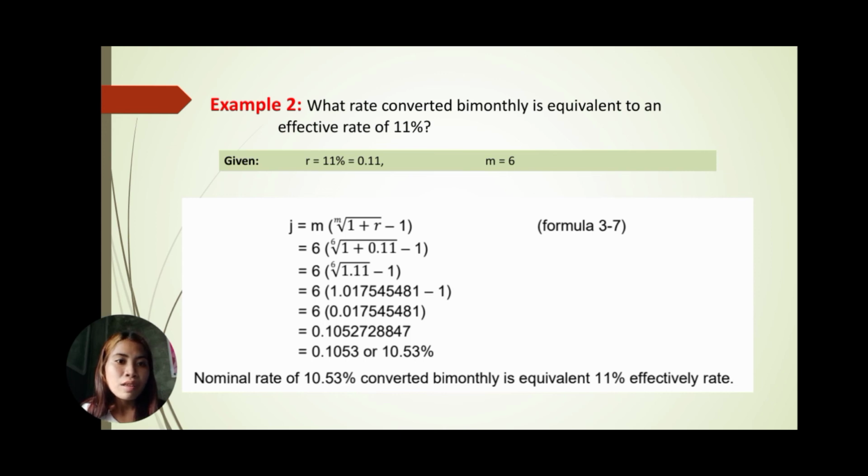Then we have the 6th root of 1.11 is 1.017545481. Then minus 1, we have 0.017545481. Then that decimal is multiplied by 6. Therefore, we have a nominal interest rate of 0.1053 or 10.53%. As a conclusion, a nominal rate of 10.53% converted bi-monthly is equivalent to an 11% effective rate.